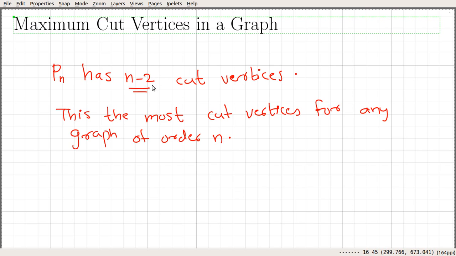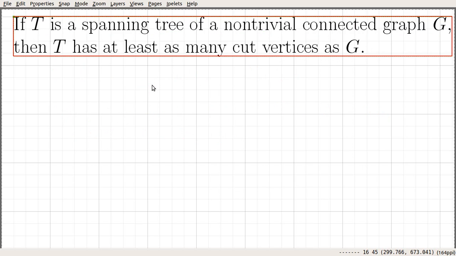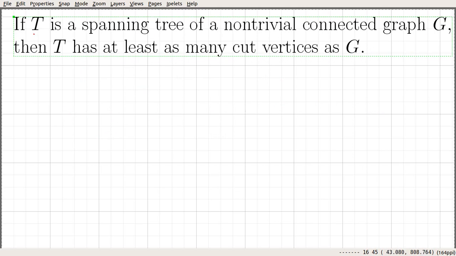Before proving that, we need a theorem, so let's first prove this theorem. It reads as follows. If T is a spanning tree of a non-trivial connected graph G, then T has at least as many cut vertices as G. So any spanning tree of a connected graph has at least as many cut vertices as G. Let's go and prove this statement.